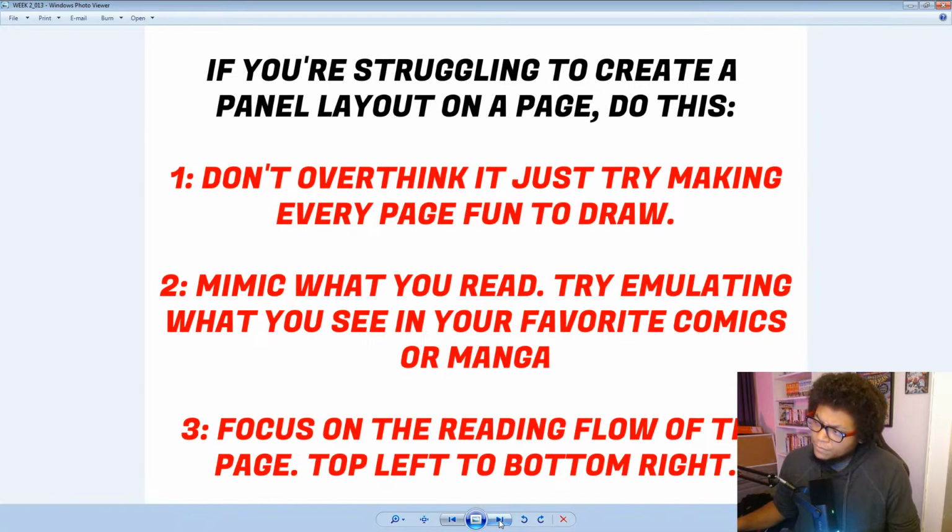When it comes to laying it out, a lot of artists tend to struggle with this. They overthink it and they get in their head, and then they're not able to actually draw it the way that they see it in their head. So here are some things that I think, if you keep them in mind, will make it a lot easier. Like I said, number 1, don't overthink this. Just make sure that every page is fun to draw.